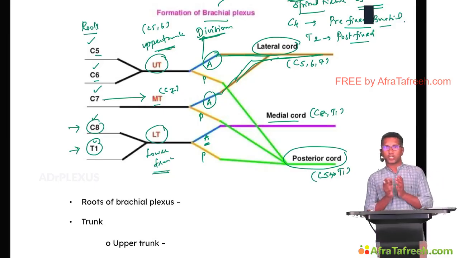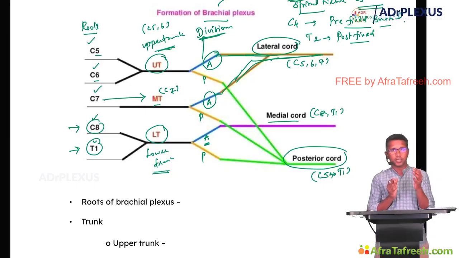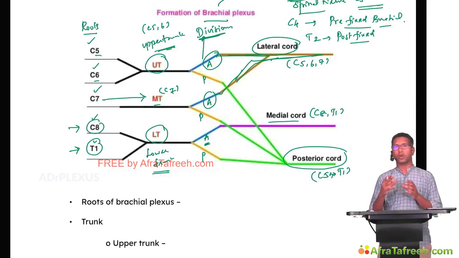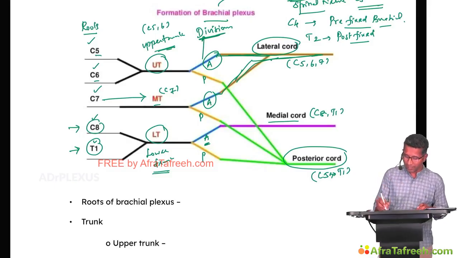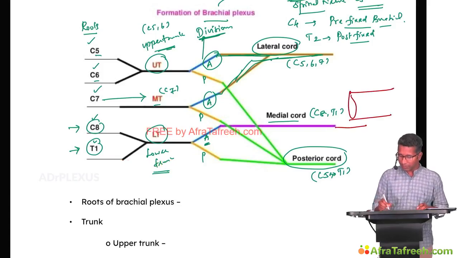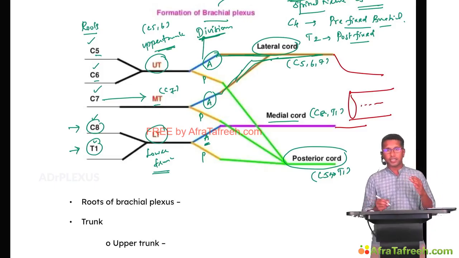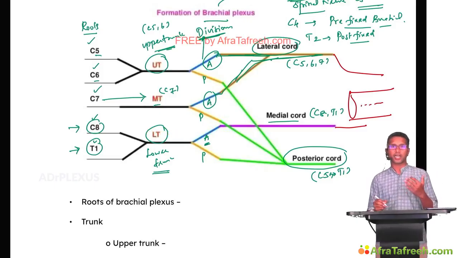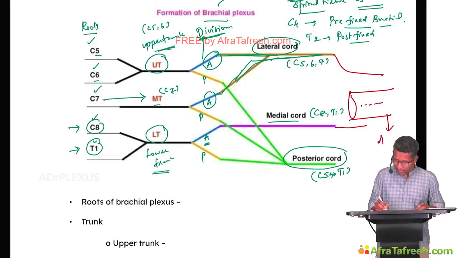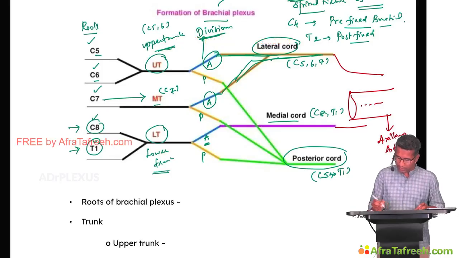So if you take the cords of the brachial plexus, it has 3 cords: lateral cord, medial cord and the posterior cord. Now how do you say this is the lateral cord, the medial cord and the posterior cord? It is all based on the relationship with an artery. If you take an artery present here, one cord is on the medial side, one cord is on the lateral side and one cord is on the posterior side. So based on the relationship with an artery, these cords are called lateral cord, medial cord and posterior cord. And what is that artery? This artery is nothing but the axillary artery, guys.